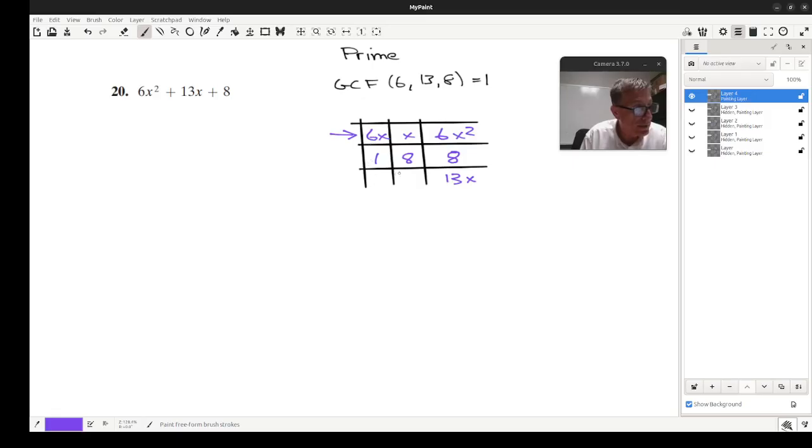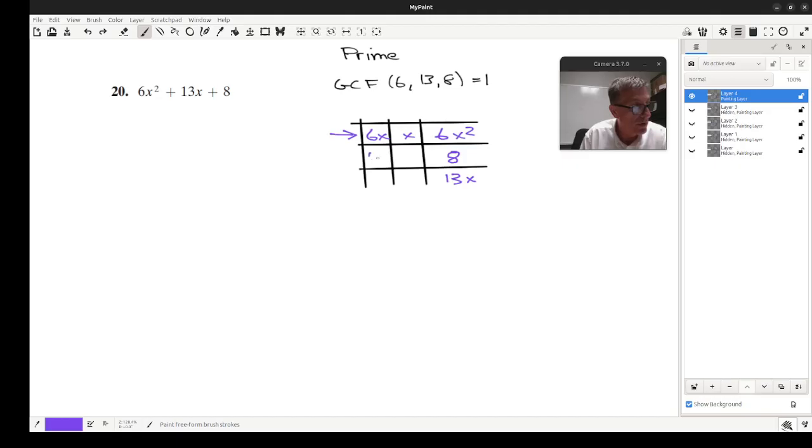This is going to give me 6x plus 8x. Well, 6x plus 8x is close. It's 14x, but it's not what we want. So I have to try a different factorization. What about 2 and 4? 6x times 2 is 12x plus 4x, which is not 13x.